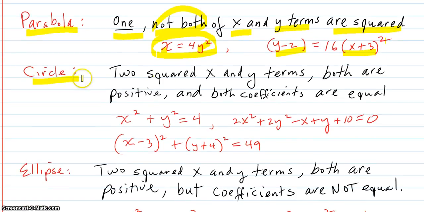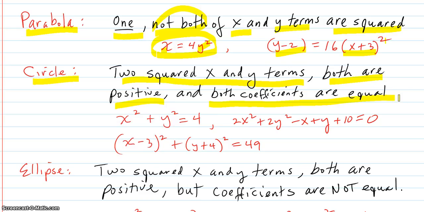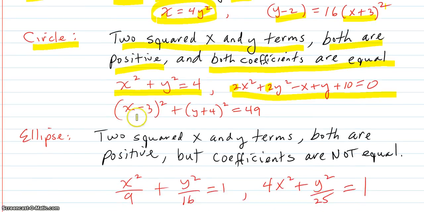Circle. Two squared x and y terms, both are positive, and both coefficients are equal, so it's balanced. So there's a 1 and a 1, both positive, squared on both x and y. If it's written in a general form, the same coefficients have to be on these squared terms, and there have to be two squared terms. Then if it's written in h-k center form, it has to be a 1 in front of here and a 1 in front of here, and they both have to be positive, and there have to be two squared terms for x and y.